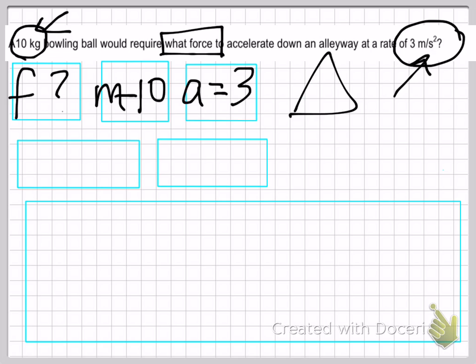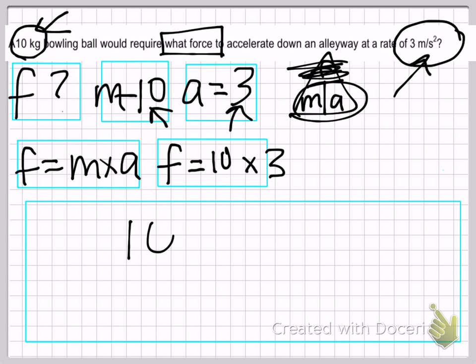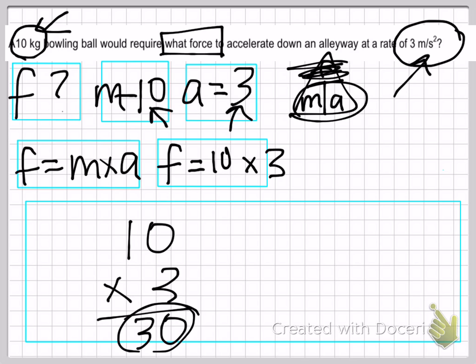If we think back to our force equals mass times acceleration triangle, if we're missing force and we cover it up, mass times acceleration is what's left. Force equals mass times acceleration. Now we write the same formula again, but this time fill in our values. Our mass number was 10, and our acceleration number was 3. Now we line it up and solve. 3 times 0 is 0. 3 times 1 is 3. Our answer is 30. So our force is 30 newtons.